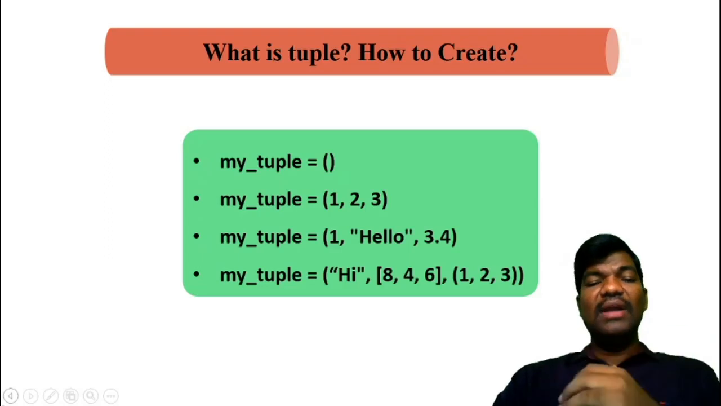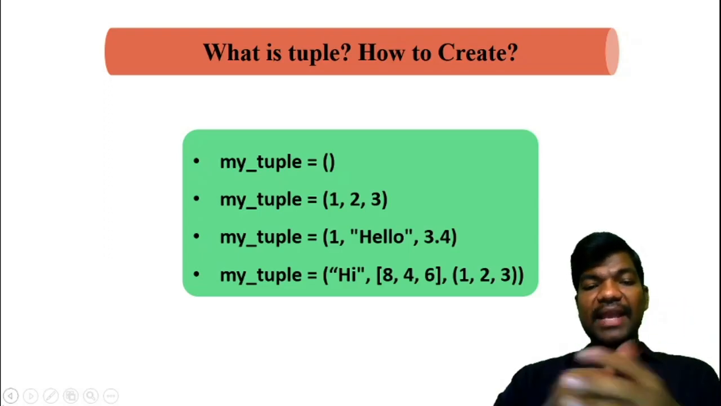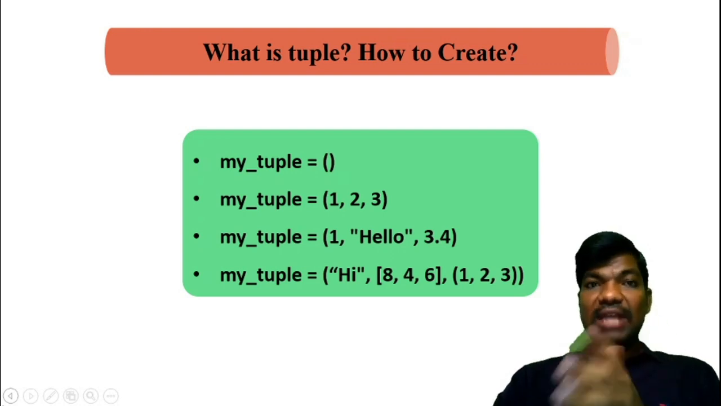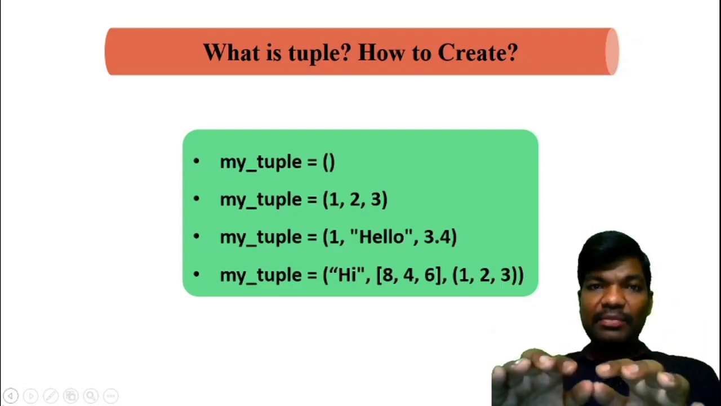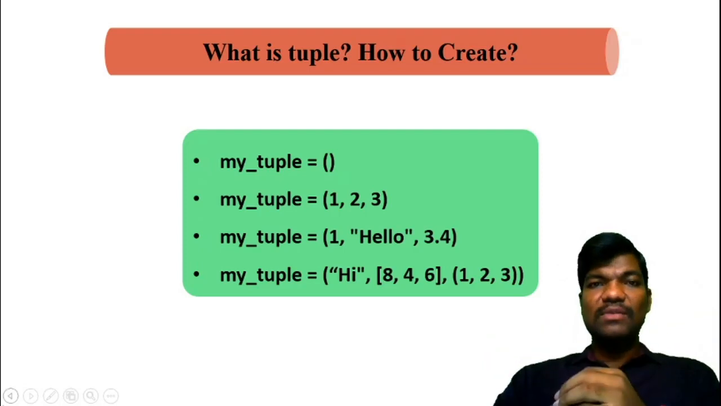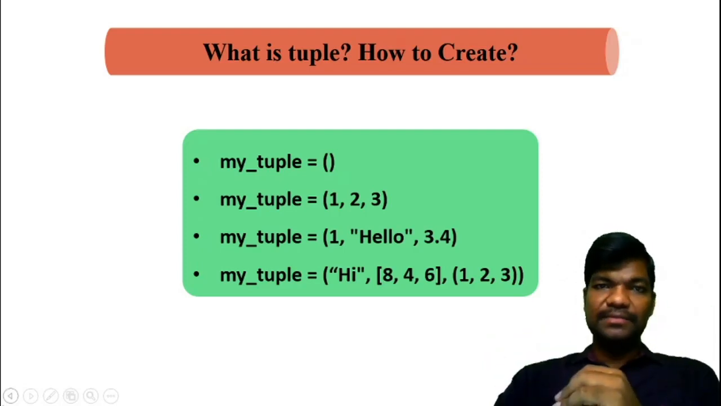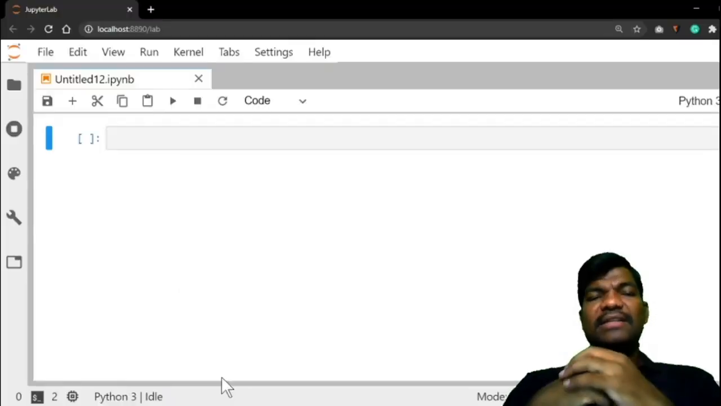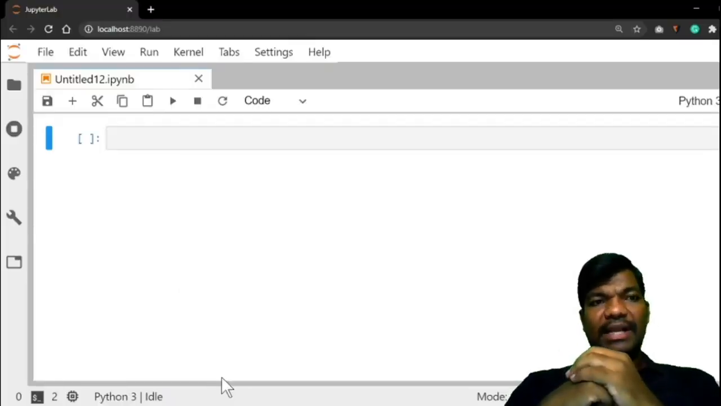Next, another one. The first one is hi, that is string type. The second one is a list, 8, 4, 6 is a list, and the last one is a tuple. So within the tuple we can give another tuple. That is also possible. That is called nested tuples. So like that we create tuples. Let's check some examples in Jupyter Lab.